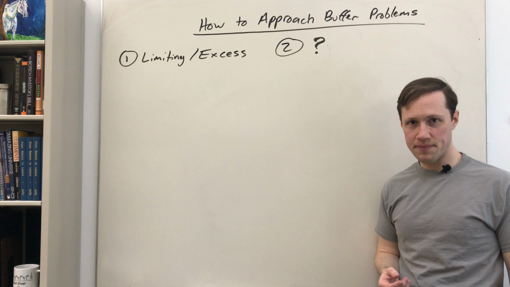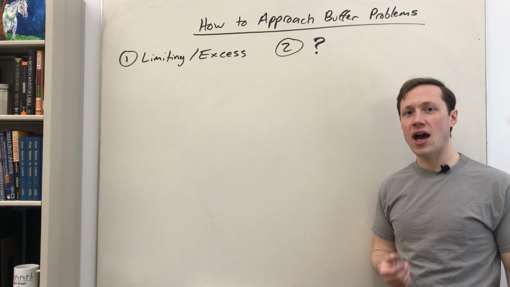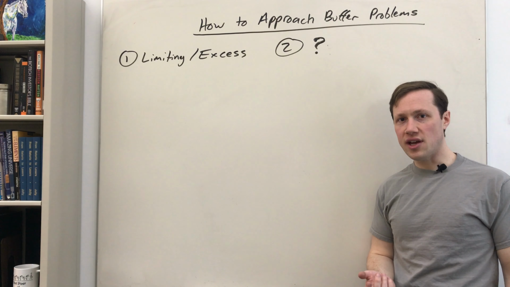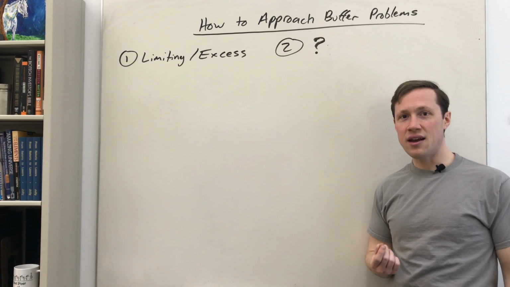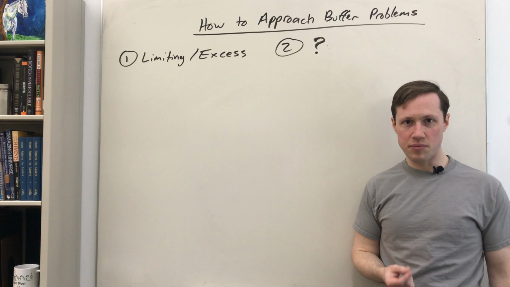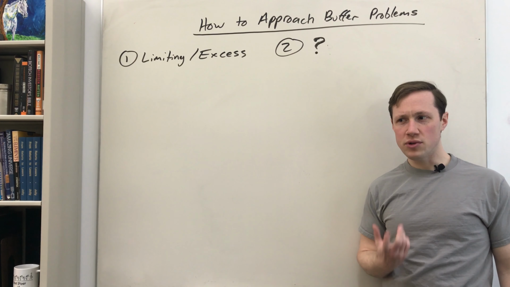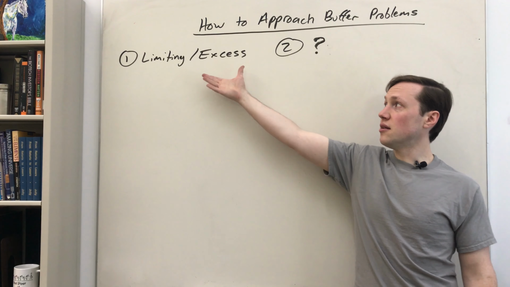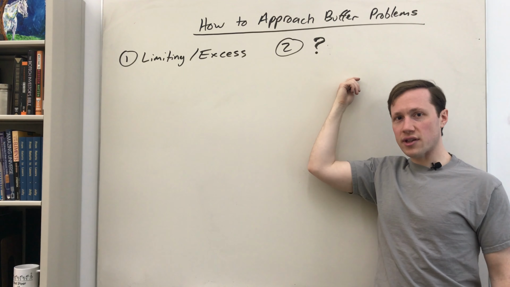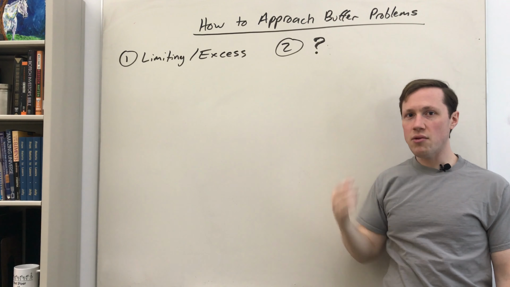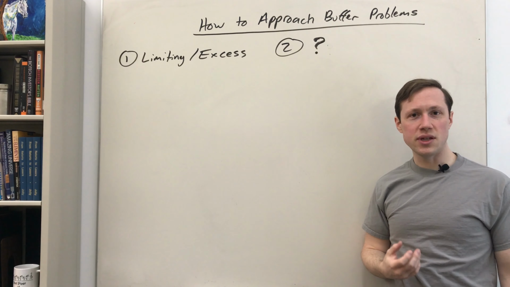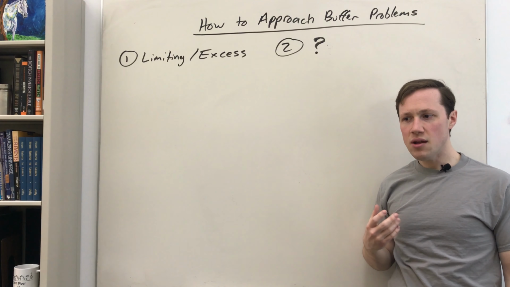In the last segment, we looked at an example of how to perturb a buffer. In that case, adding some HCl to an acetic acid and acetate buffer. And we saw that we had to split up the problem into two parts, limiting and excess, and then solving that equilibrium part.